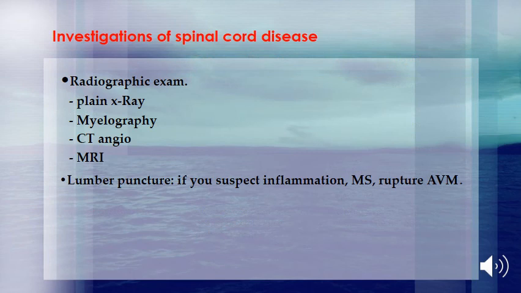The investigations used for the diagnosis of spinal cord disease include radiographic examination like plain X-ray, myelography, CT angio, and MR imaging. The second is lumbar puncture if you suspect inflammation like MS, or ruptured AVM. Also, there are blood tests for antibodies in the CSF or in the blood to diagnose or exclude other diseases of the spinal cord, like neuromyelitis optica.